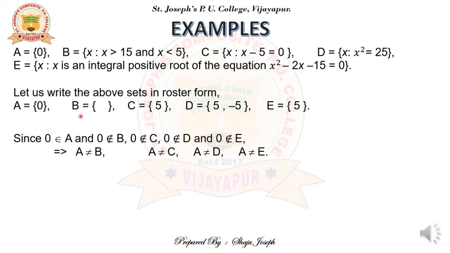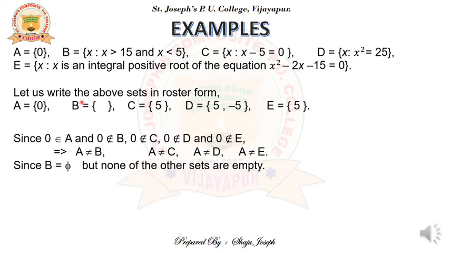Okay, let us try with B now. But B, do not compare with A, already done. Let's start comparing B and C. Null set and 5. See, nothing common. So they are not equal. B is a null set, but none of the others are null sets. D is not a null set, E is not a null set. Automatically, B is not equal to C, B not equal to D, B not equal to E.